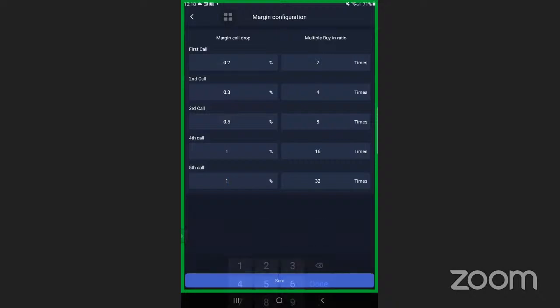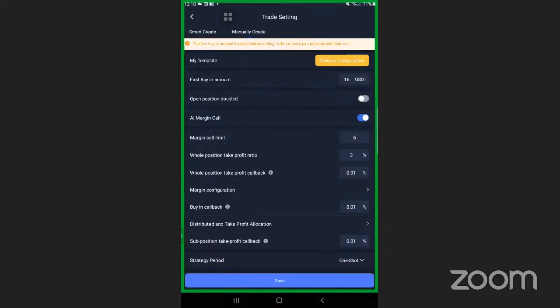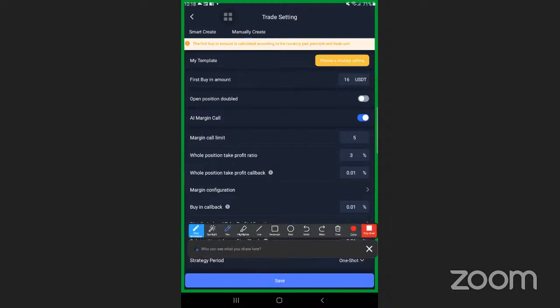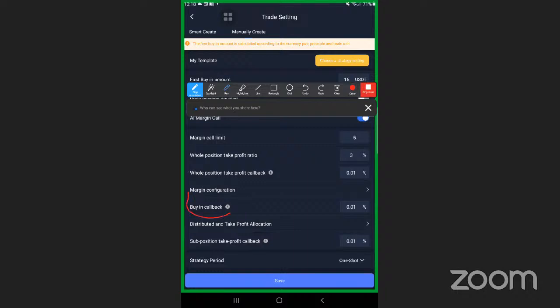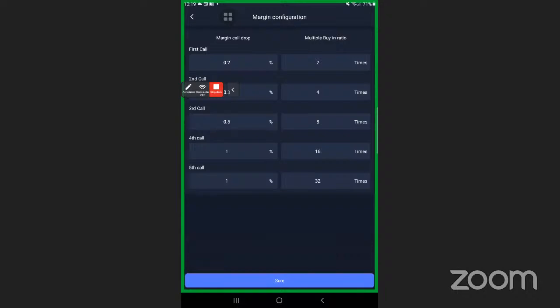Let me save here. I want you to look here. There is what we call the buy-in callback, because this one works with the drop. Let me open there again. I want you to look at this buy-in callback. What is this? How does it operate? How does the robot monitor this in buying? What normally happens? Let's open the margin configuration.